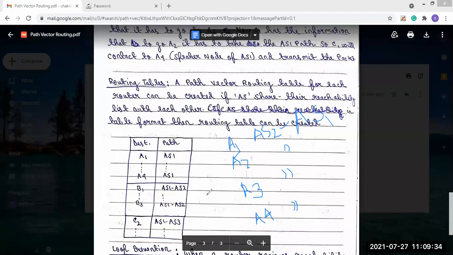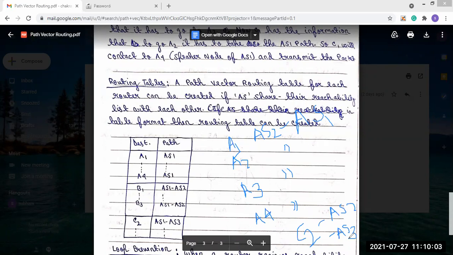So if we consider C2, let's say this C2, then it will become AS2 to AS3. It will be AS2 to AS3.